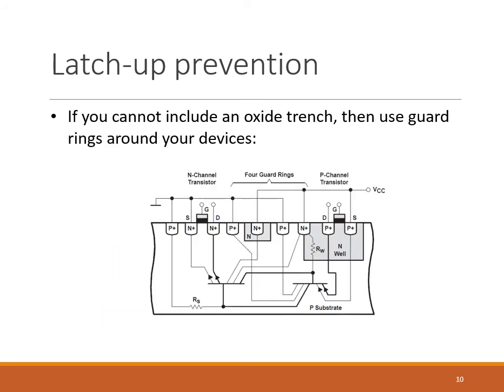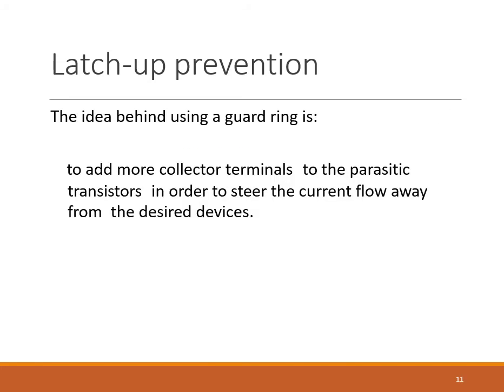Now here, if we do not include an oxide trench, then we can also use guard rings around the devices. Here you can see these are the guard rings used in case of the PMOS and the NMOS device to separate these two devices. The idea behind using a guard ring is to add more collector terminals to the parasitic transistor in order to steer the current flow away from the desired devices. Adding more collector terminals will reduce the current between the supply and the ground, and reduces the chances of burning the transistor.